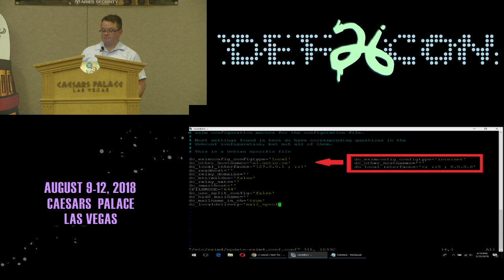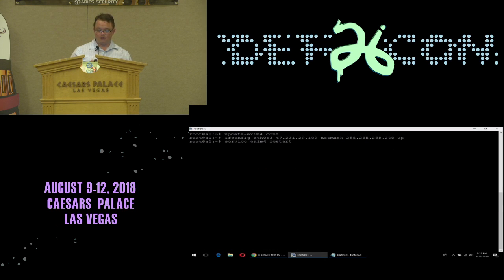Basically means accept incoming email, because the default configuration only accepts mail locally. To accept all host names and to listen on all interfaces, which if you were doing any kind of spying, you'd probably want to listen on all interfaces and accept all host names. We then activate the config file, and we use ifconfig to take over the destination IP address and restart Exim.